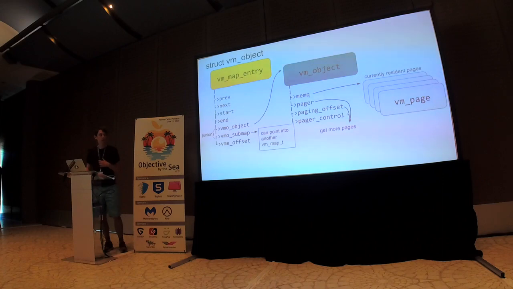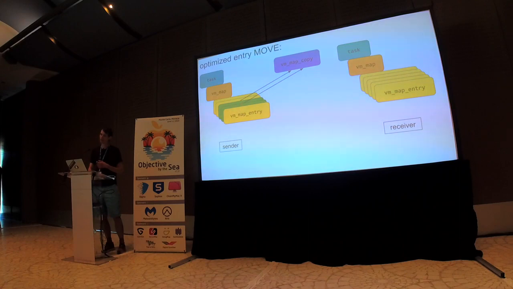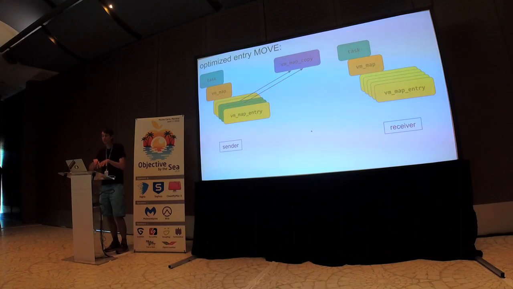Now that we've looked at a few of these structures, let's look at the implementation of how this optimized move operation is supposed to work. On the left, we have a sender task, and on the right we have a receiver task. The sender wants to send a Mach message to the receiver, and in that message, move some portion of its address space to the receiver. As Linus already mentioned earlier, these messages in most cases are enqueued into the kernel, and only when the receiver actually tries to dequeue the message will they be copied into the receiver. So they have this limbo state where the messages live in the kernel.